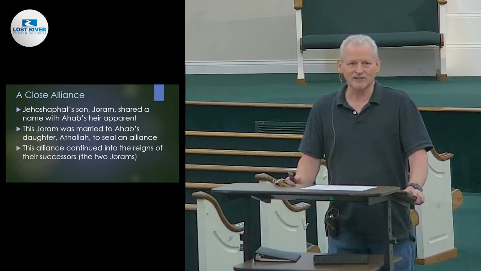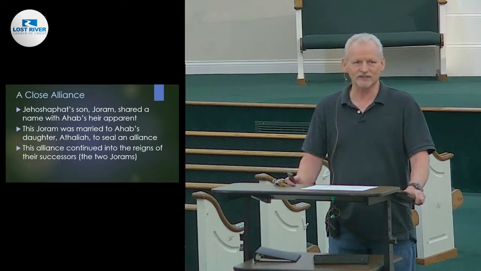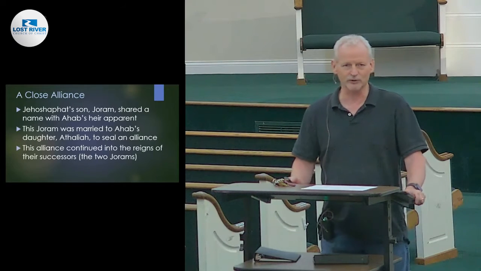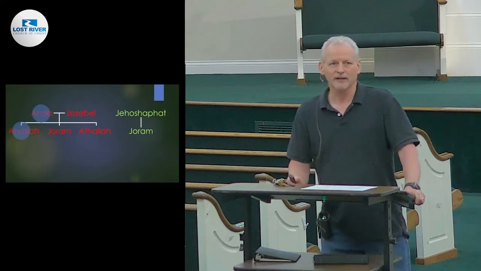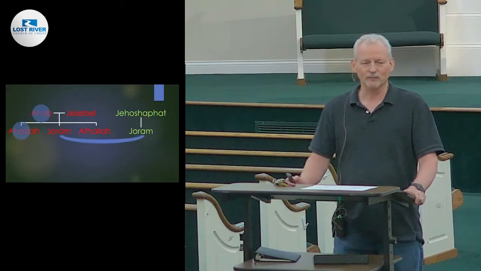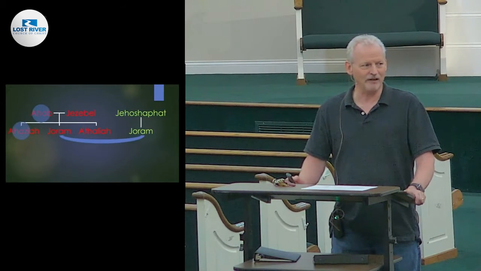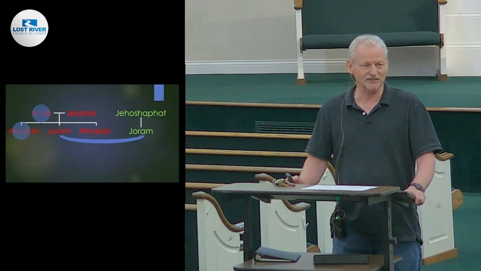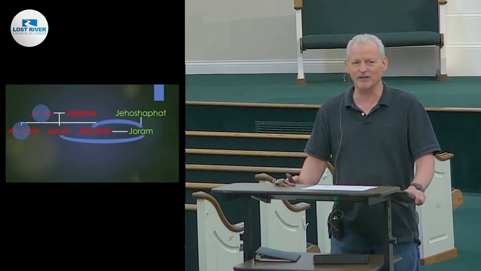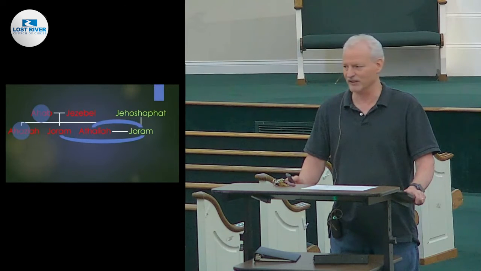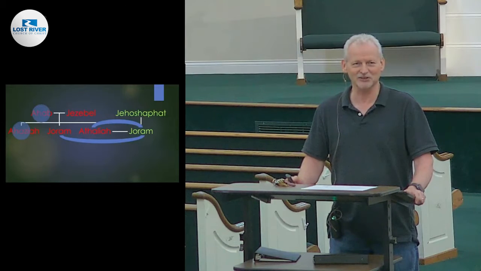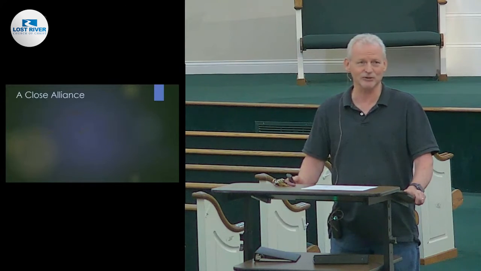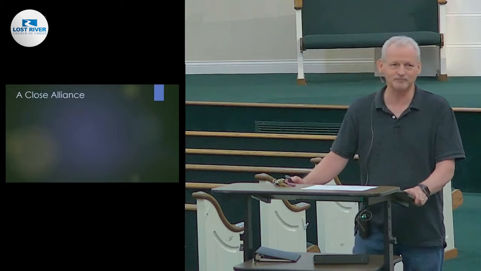So this alliance continued into the reigns of their successors, both of the two Jorams. And so by the naming of the two sons, the same names, they're strengthening their alliance. And by the marriage of Athaliah and Joram, they're strengthening the alliance between the two nations. Apparently, they intend to have a very strong alliance. That's not the end of the story. That's the beginning of it.